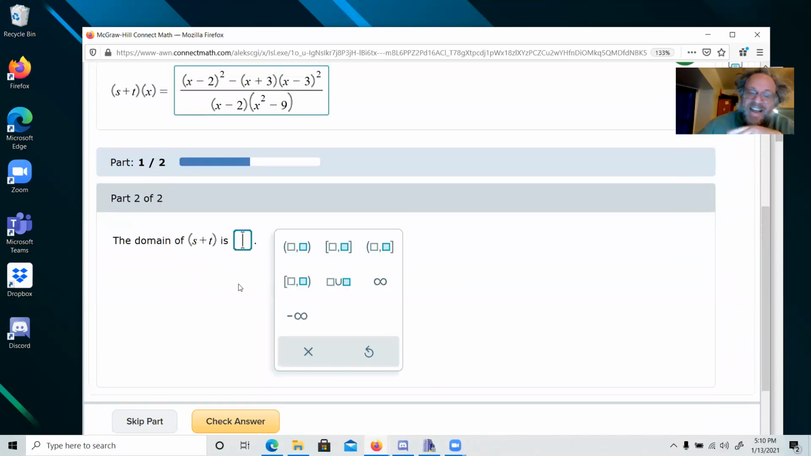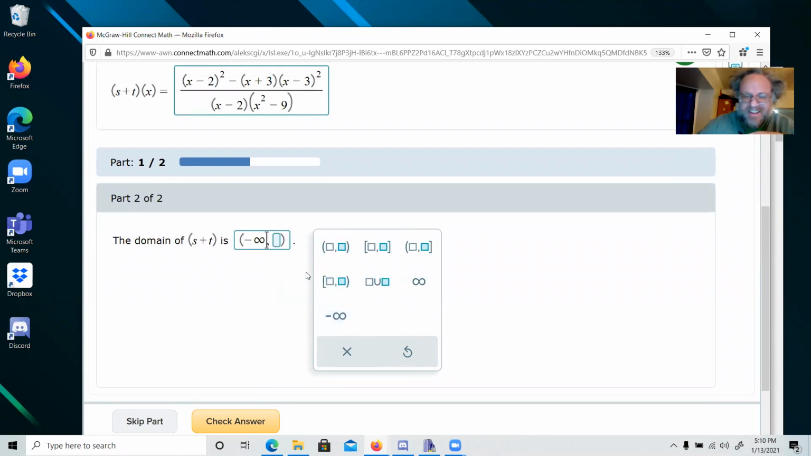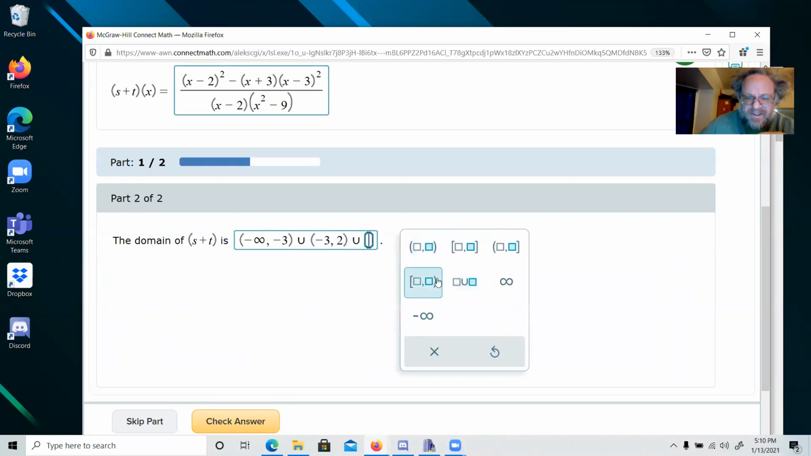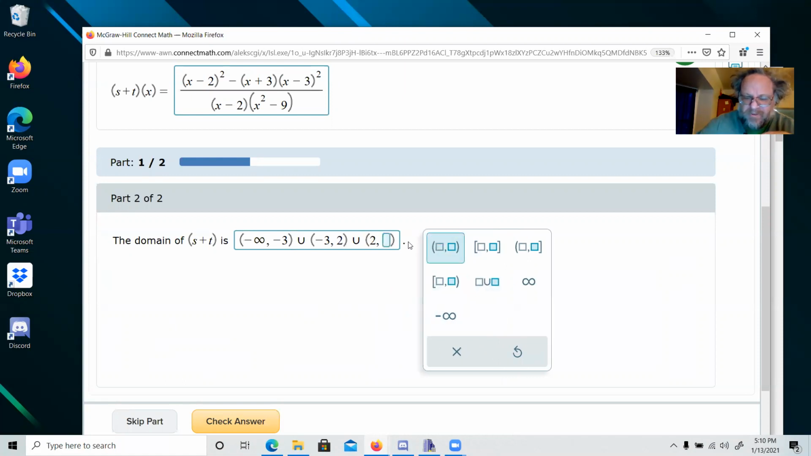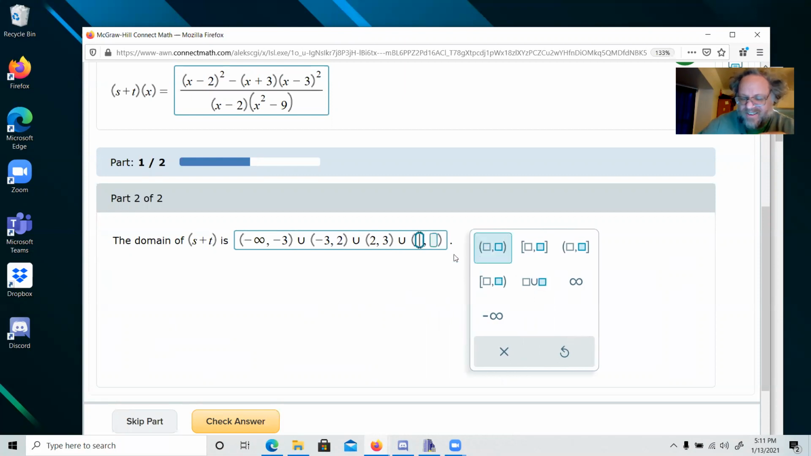All right. Now we've got to go in their domains and write down this delightful thing. So we have what? Negative infinity to -3. Union. -3 to 2. Union. 2 to 3. Union. I told you this is too much fun, isn't it? So this is 3 off to positive infinity.